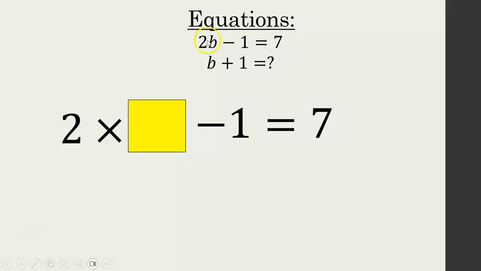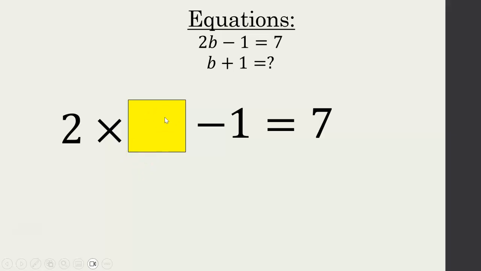We don't bother to write the multiplying sign just because we're a little bit lazy, but 2b just means b times 2. So 2 times b, but I'm going to put my box that I plug my numbers in, minus 1 is equal to 7. Now this is a bit trickier, so let's try some numbers. Let's say if I put in 3.